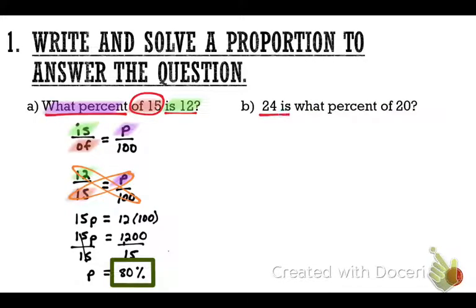24 is. Everybody underline that. Do you think that's my is, my of, or my P? That's my is. Good job. Next, I'm going to circle either the of or the P. What do you think I'm going to circle? The of. I'm going to work from left to right, so I'm going to be circling what percent.